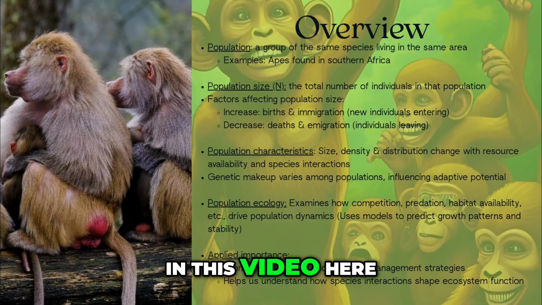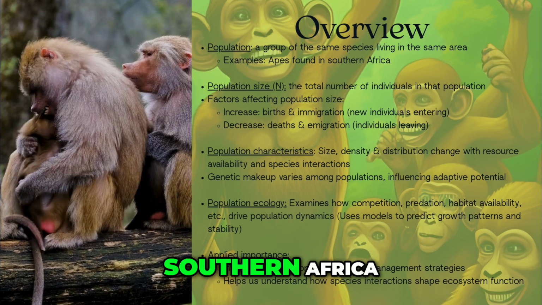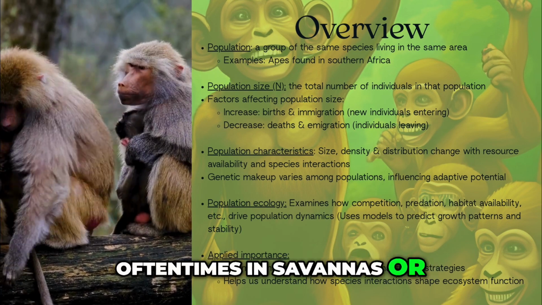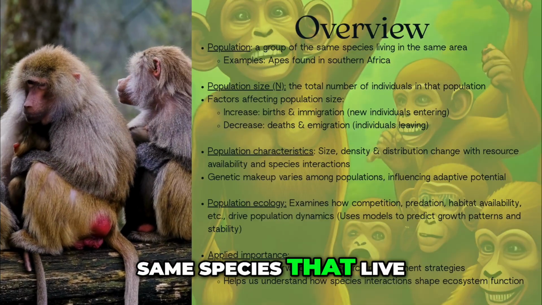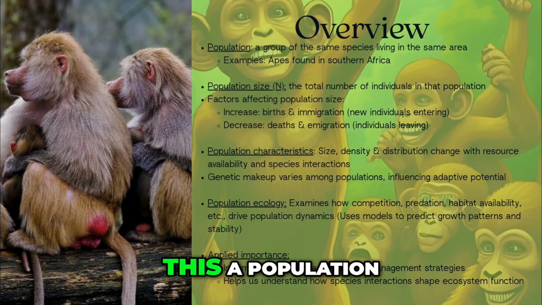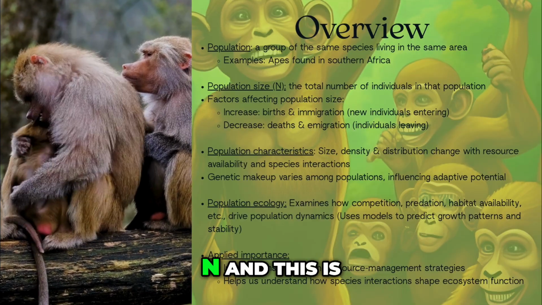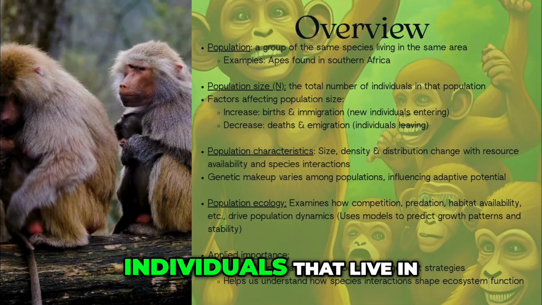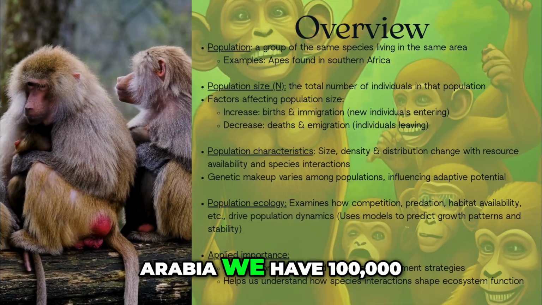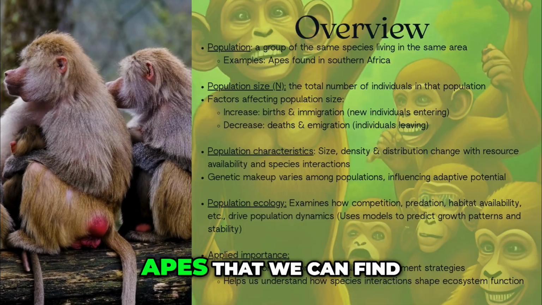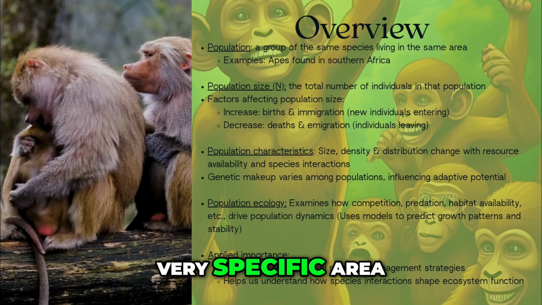As you can see in this video here, you can see a group of baboons or apes. These are found in southern Africa, oftentimes in savannas or semi-arid habitats. This is because they're a group of the same species that live in the same area, and therefore we call this a population. When we talk about population size, we use the variable N, and this is the total number of individuals that live in that population. For example, if we say in Arabia we have 100,000 apes that we can find, that is the individuals that live in that very specific area.